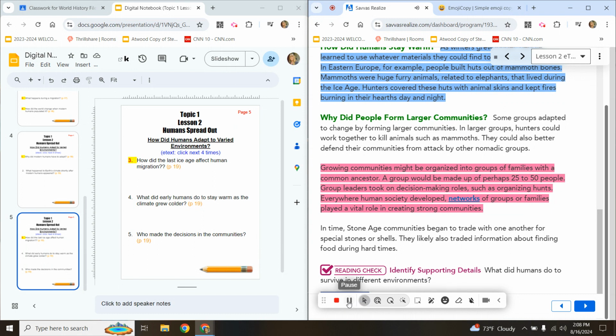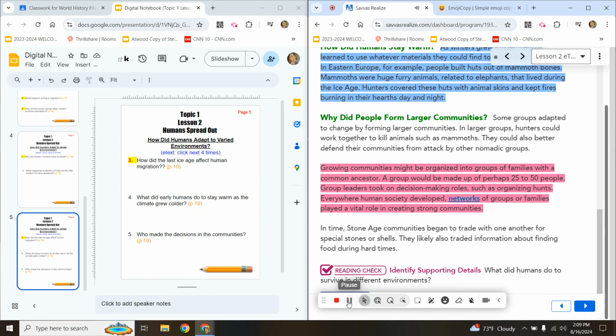Why did people form larger communities? Some groups adapted to change by forming larger communities. In larger groups, hunters could work together to kill animals such as mammoths. They could also better defend their communities from attack by other nomadic groups. Growing communities might be organized into groups of families with a common ancestor. A group would be made up of perhaps 25 to 50 people.